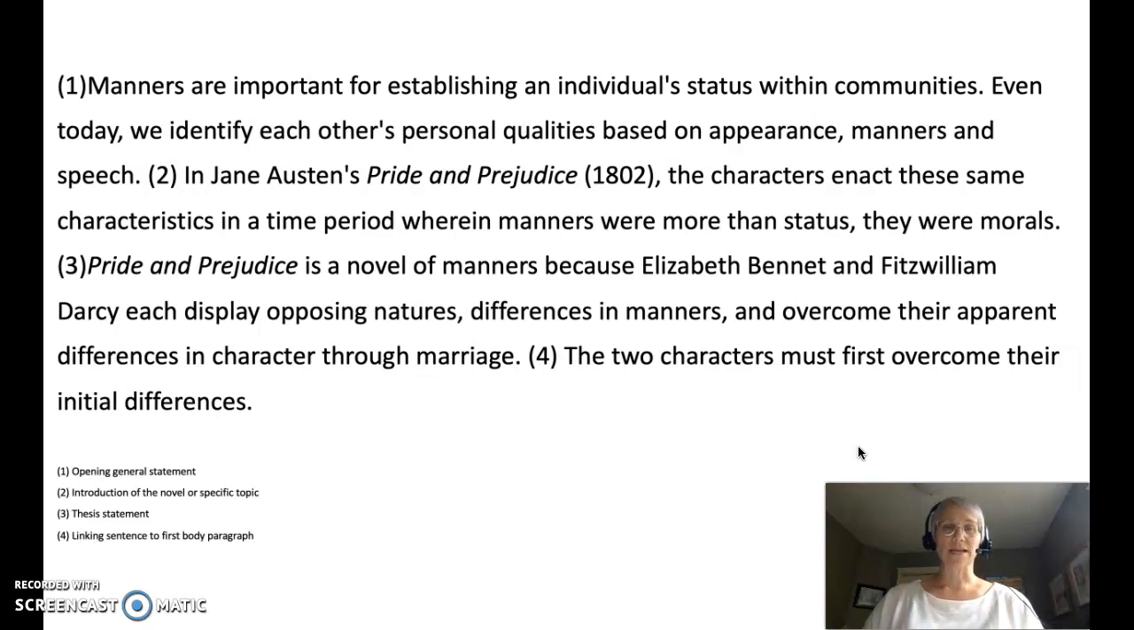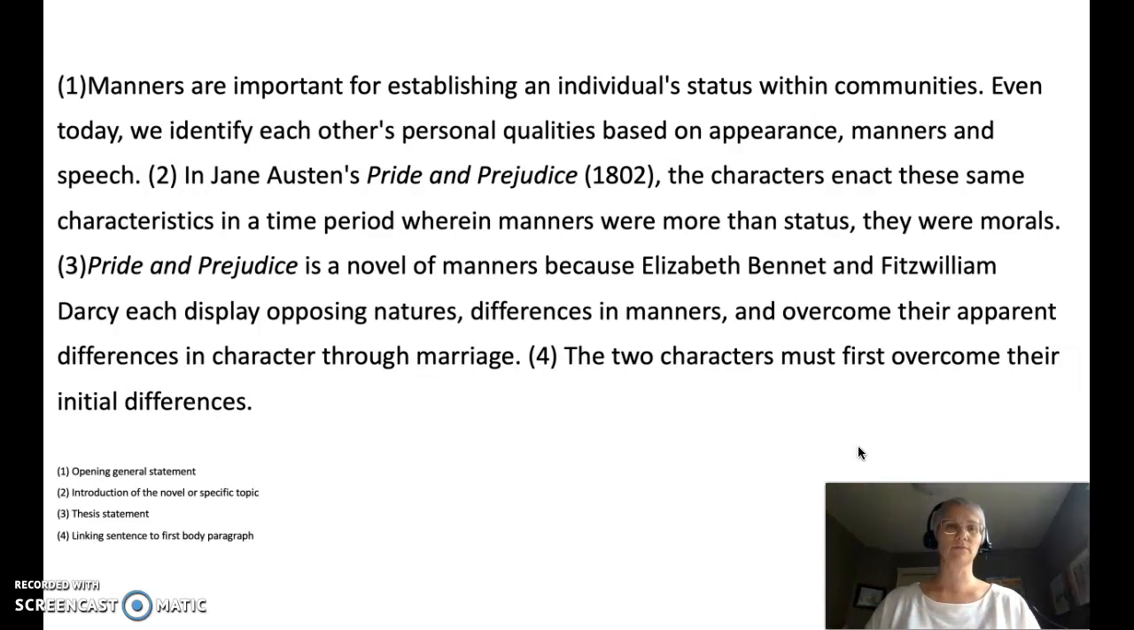Manners are important for establishing an individual's status within communities. Even today, we identify each other's personal qualities based on appearance, manners, and speech. In Jane Austen's Pride and Prejudice, the characters enact these same characteristics in a time period wherein manners were more than status, they were morals. Pride and Prejudice is a novel of manners because Elizabeth Bennet and Fitzwilliam Darcy each display opposing natures, differences in manners, and overcome their apparent differences in character through marriage. The two characters must first overcome these initial differences.